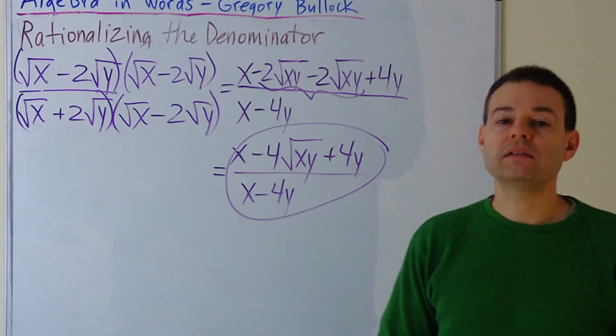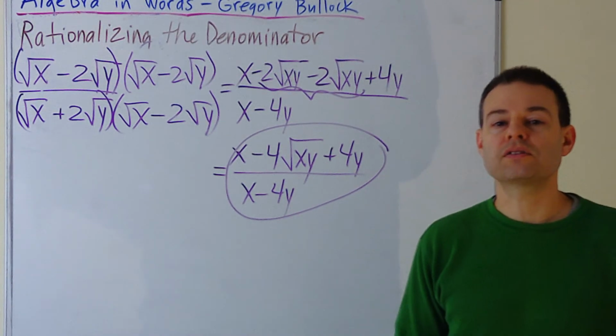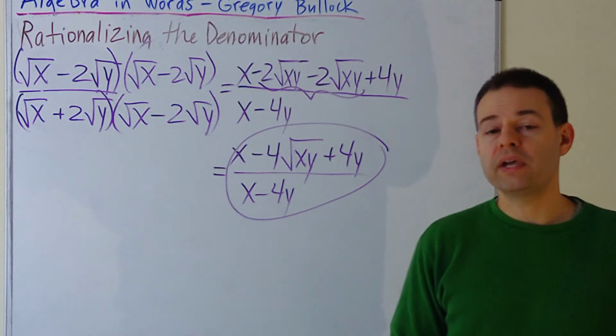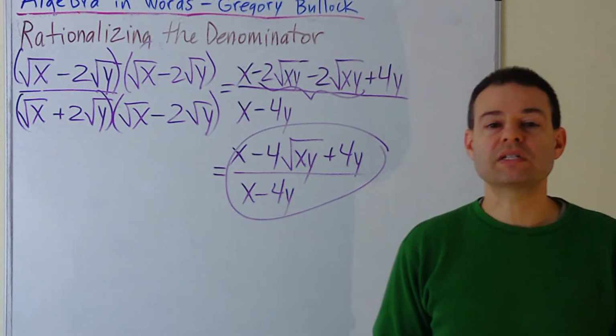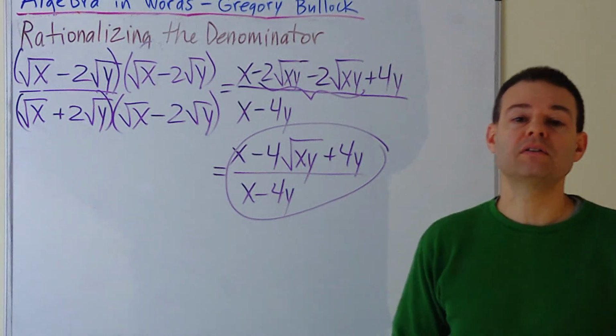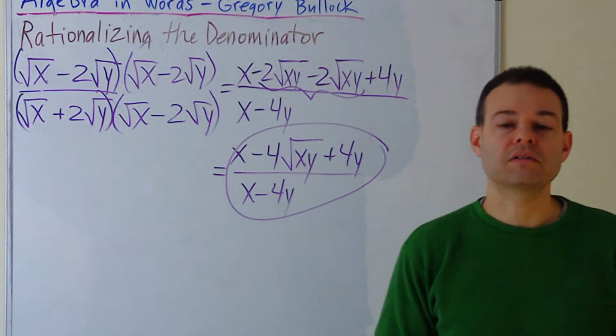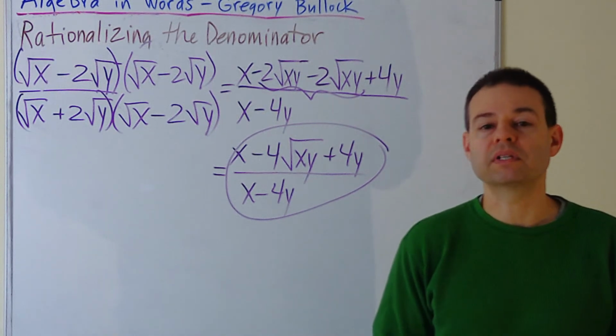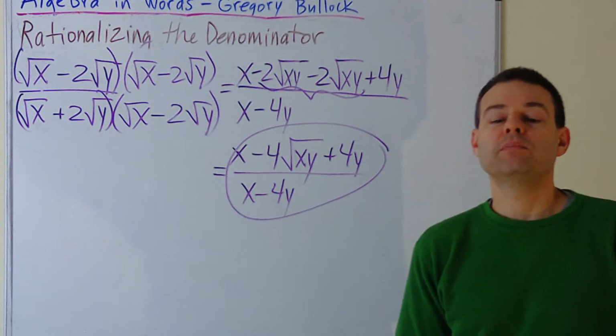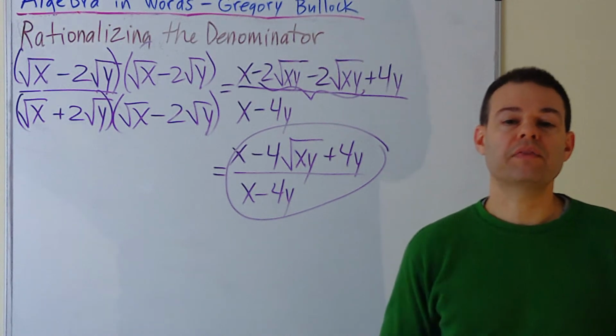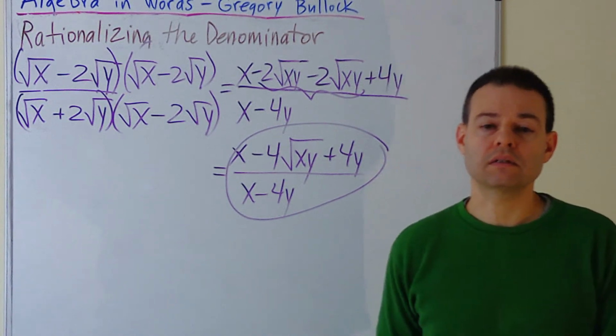And yes, it may look a little ugly considering what we started with, but the point is that we've successfully rationalized the denominator because in the final form there are no radicals in the denominator, and we did do it properly. So anyway, before I conclude, I want to say how this is going to apply into the next lesson.